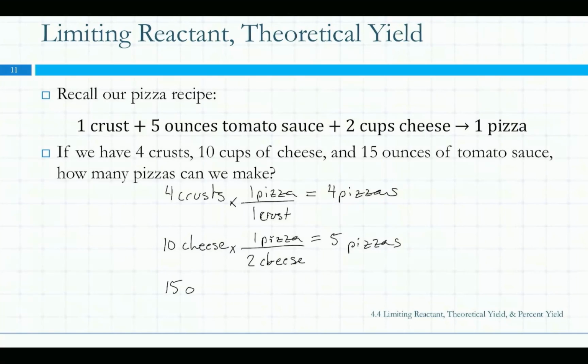And then with 15 ounces of tomato sauce, that needs 5 ounces for 1 pizza. So that's only 3 pizzas. How many complete pizzas can we make? 3. Now, the thing that's different between making pizzas and reactions is that we could make one sad pizza that had lots of cheese but no sauce. We can't do that with molecules, right? I can't use less than 1 molecule in a reaction.